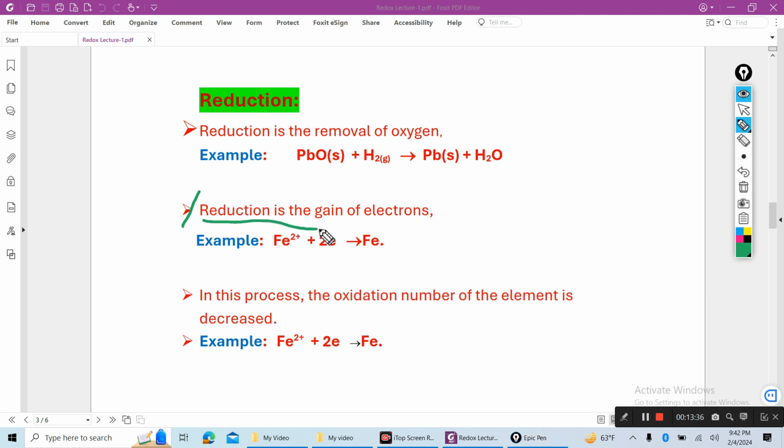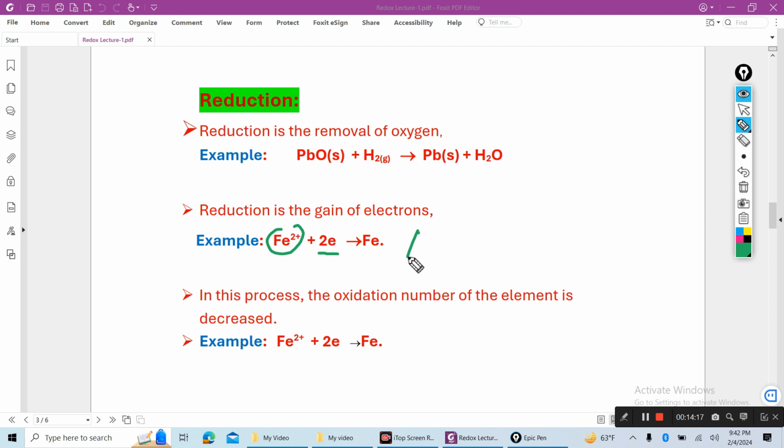Also, reduction is the gain of electrons. You know, oxidation is the loss of electrons. Reduction is the gain of electrons. Here iron 2 plus gains 2 electrons, plus means gain, to form iron. As the iron 2 ion gains electrons, this is known as reduction.